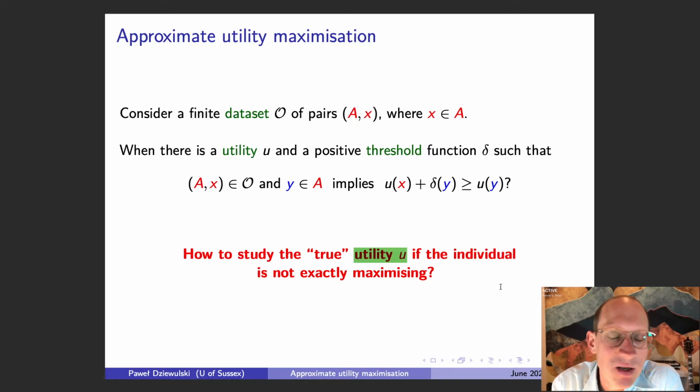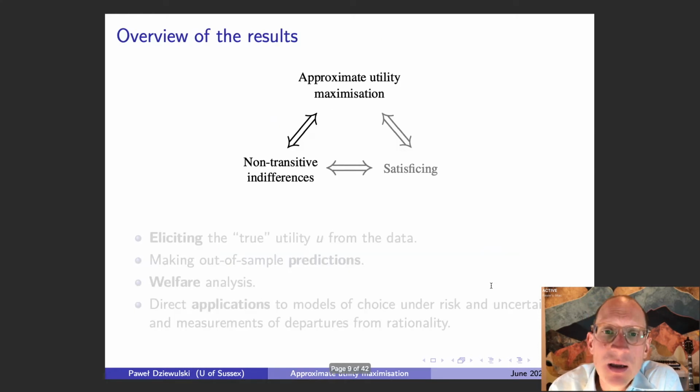And so this is really the only reason why I want to call it slightly differently, so that we focus on a different object. Just to give a brief overview of the results, what I'm going to be doing in this presentation is really just showing this equivalence. Essentially just explaining that if you want to think about approximate utility maximization defined as previously, what you're really talking about are non-transitive indifferences. And that's really the only content of a model like this.